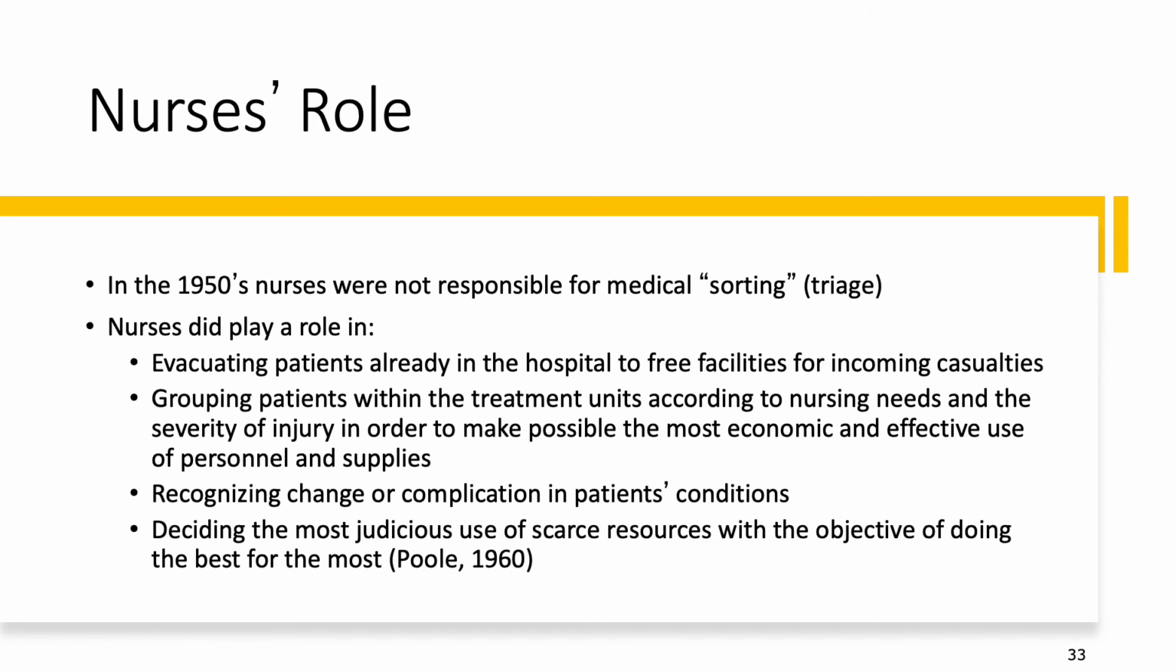So in the 1950s, nurses were not responsible for what they called sorting, which was triage, but nurses did play a role in evacuating patients already in the hospital to free facilities for incoming casualties, grouping patients within treatment units according to nursing needs and the severity of injury in order to make possible the most economic and effective use of personnel and supplies, recognizing change and complications in patients' conditions, and describing the most judicious use of scarce resources with the objective of doing the best for the most.